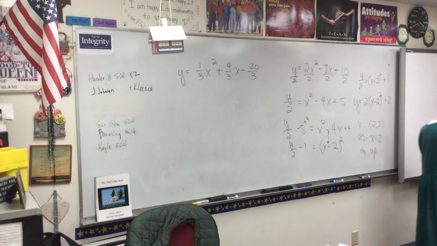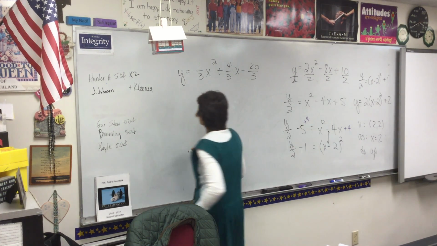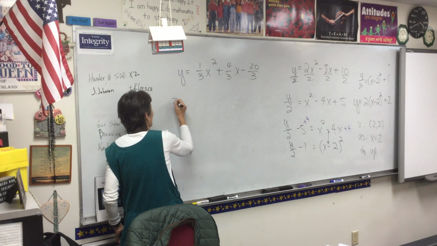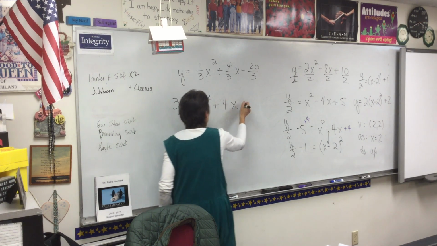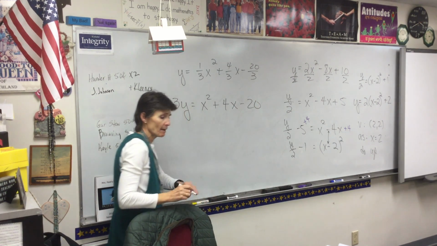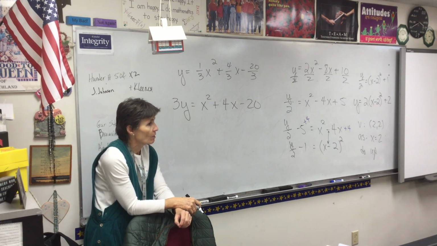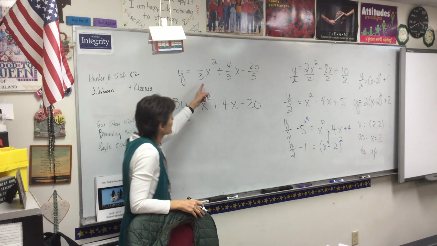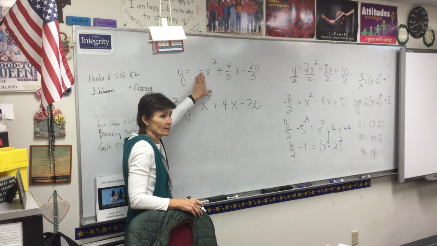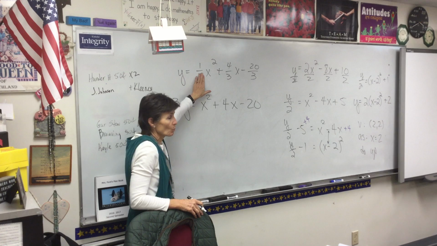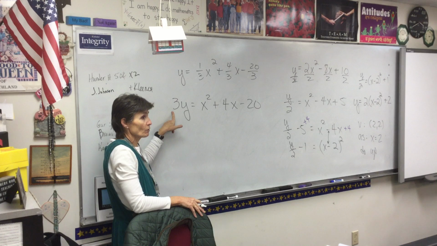Look at this mess. We do not want to deal with this, so we are going to multiply everything by 3. So I will have 3y, x squared, 4x minus 20. Now take a look at that. Make sure you understand what I did. I did exactly what Logan told me to do. I multiplied everything by 3. When you multiply this by 3, doesn't the denominator go away? Yeah. So it's just x squared, 4x minus 20. But the 3 does show up over here.